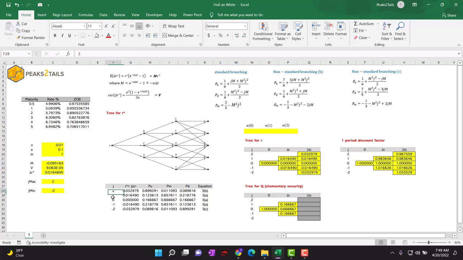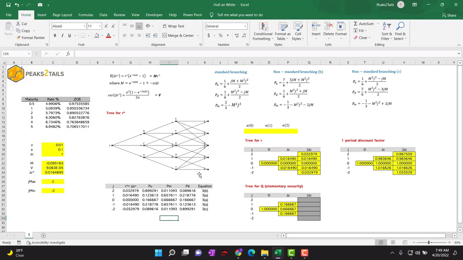So using 3b I filled up this row, and then using 3A, these are standard branching. Also, you can see in the tree. So for standard branching, we use these formulas. So using these formulas, I filled up these probabilities. Again, for the bottom edge, we are using version C to fill up the probabilities. Okay. So the tree for R star is complete.